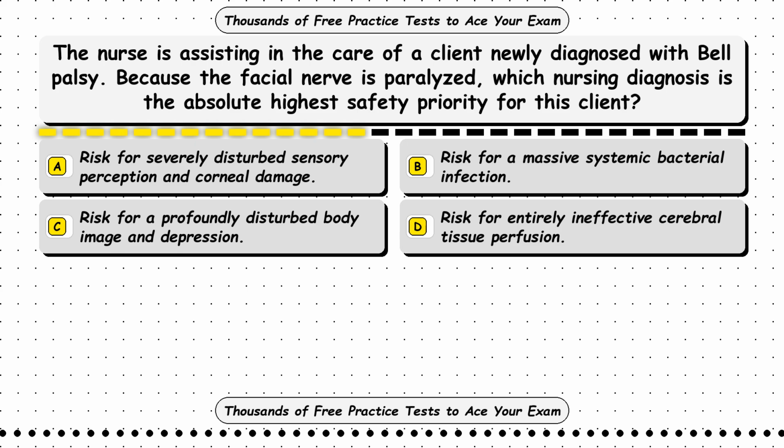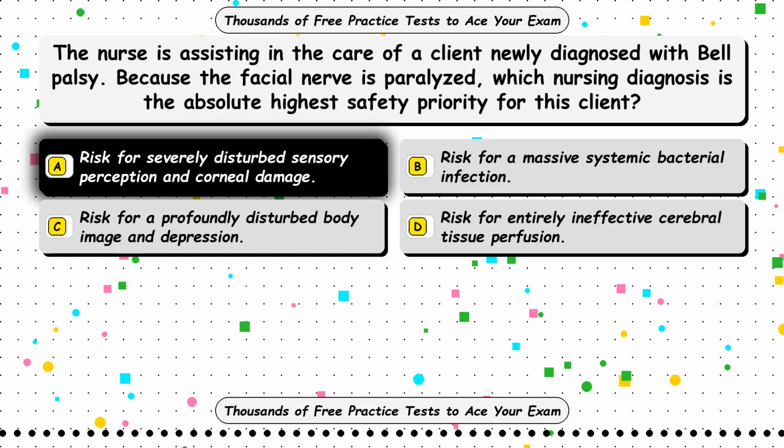Option A. Risk for severely disturbed sensory perception and corneal damage. Option B. Risk for a massive systemic bacterial infection. Option C. Risk for a profoundly disturbed body image and depression. Option D. Risk for entirely ineffective cerebral tissue perfusion.